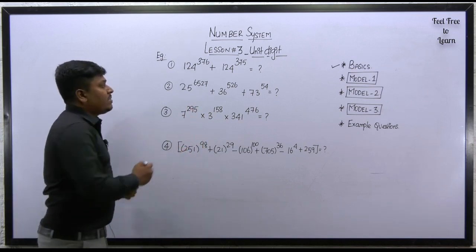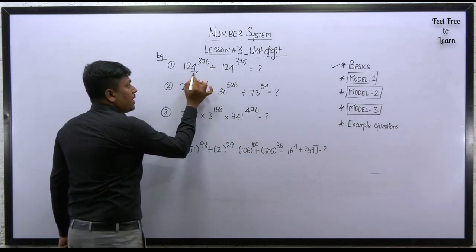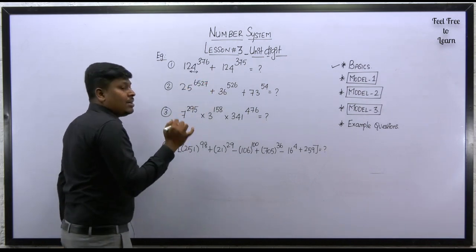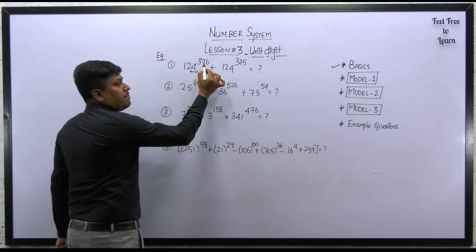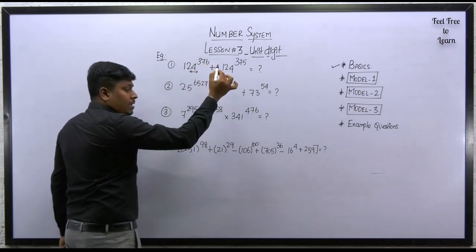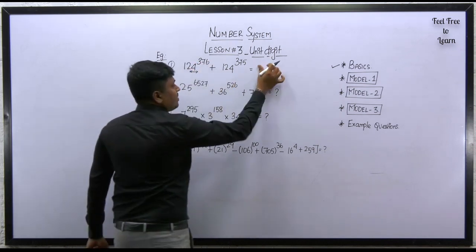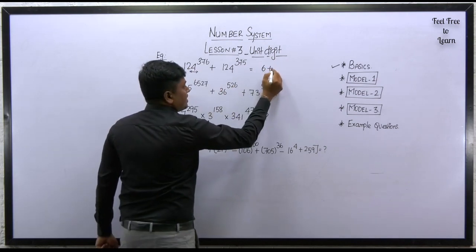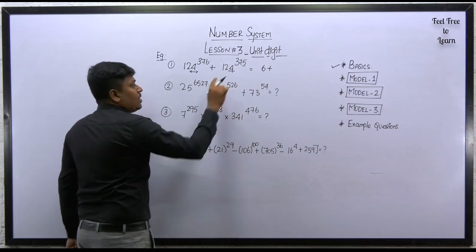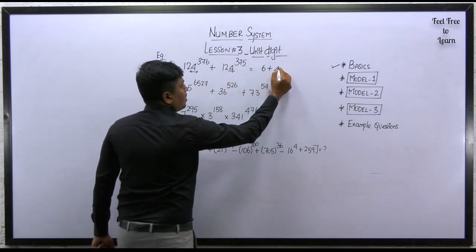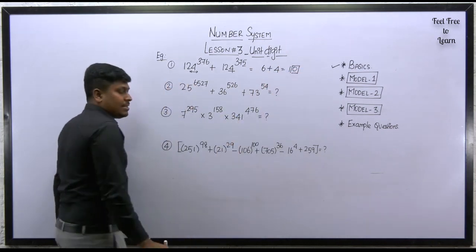Got it? So first, 124 power 376. The last digit is 4 here. Which model have we learned 4 in? Model 2. So 4 power 376. 4 power odd is 4, and 4 power even will be 6. So 4 power even, the unit digit will be 6, plus 4 power odd here, since 375 is odd. So 4 power odd will be 4. So 6 plus 4 will be 10. So finally we can say that the unit digit is 0.